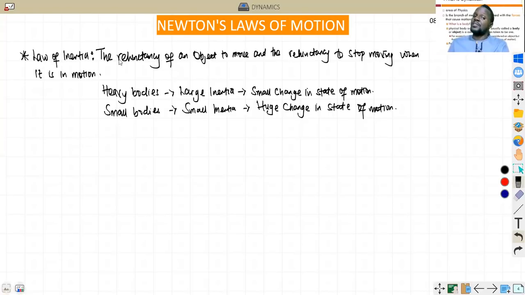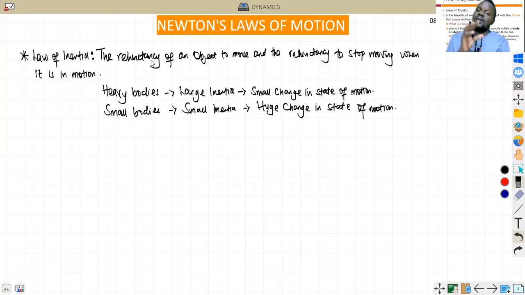Look at my definition. I said inertia is the reluctance of an object to move or reluctance to stop moving. Another thing about bodies undergoing inertia is that when they gain velocity and start moving, they don't want to stop. To stop them is another problem because they have large inertia. You are going to understand this well when I get to the aspect of momentum and impulse. But now you can still get it.